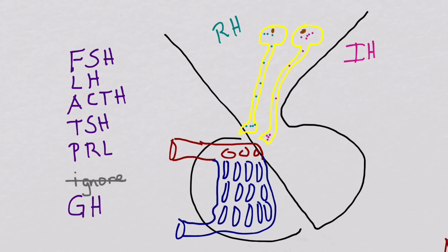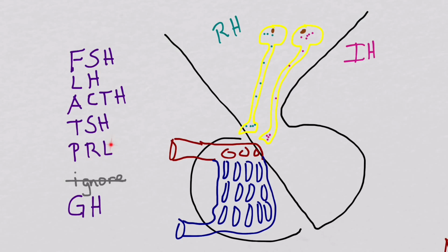FSH and LH have target organs of the gonads. LH stimulates the production of sex hormones by the gonads, and FSH stimulates the production of sperm and eggs. ACTH has a target organ of the adrenal glands, and it helps produce cortisol. TSH goes to the thyroid, and it helps stimulate the thyroid hormones, T3 and T4.